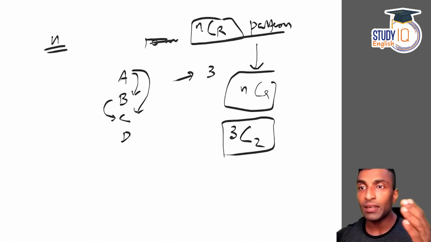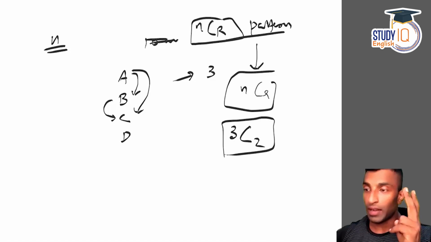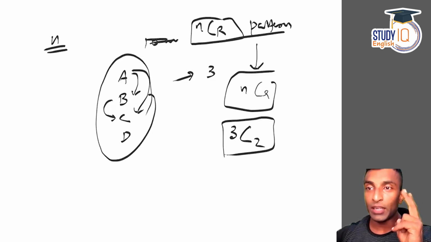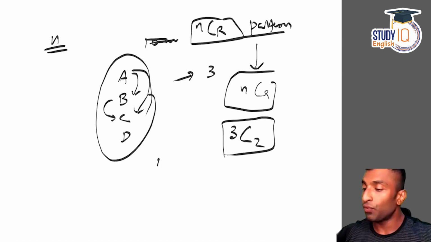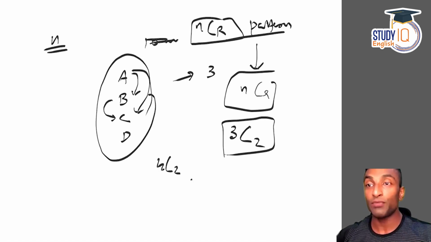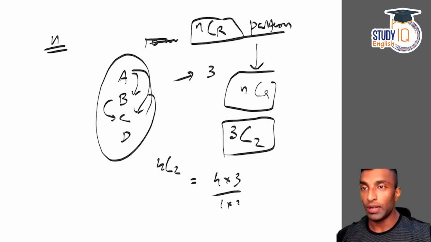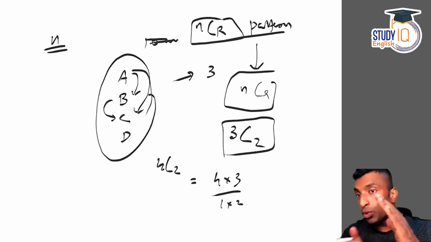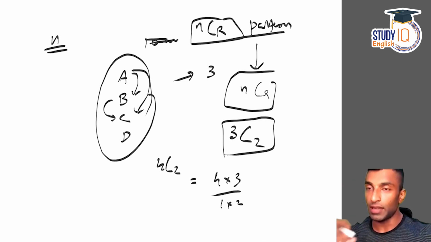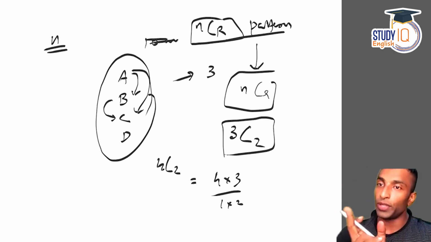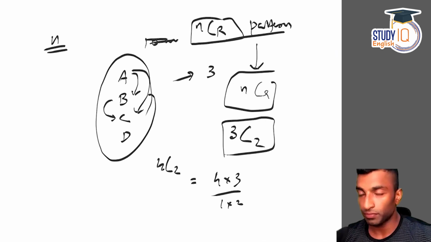So what is your answer? To make a handshake, I need 2, but now I have a total of 4. I need to select 2 from 4. They shake hands among each other. So 4C2. How will you calculate 4C2? 4 into 3 divided by 1 into 2. As I've told you, since r is 2, take 2 terms: 4 into 3 divided by 1 into 2.